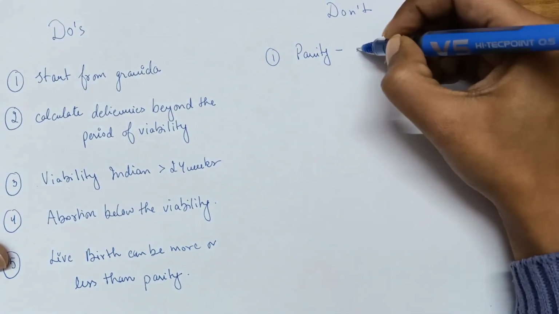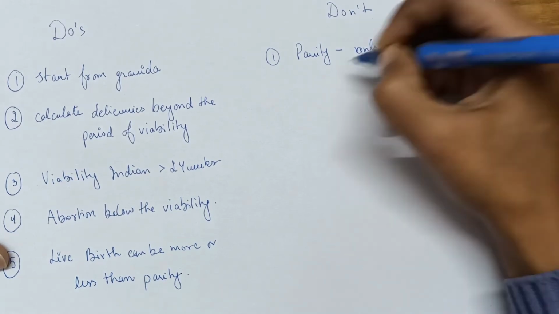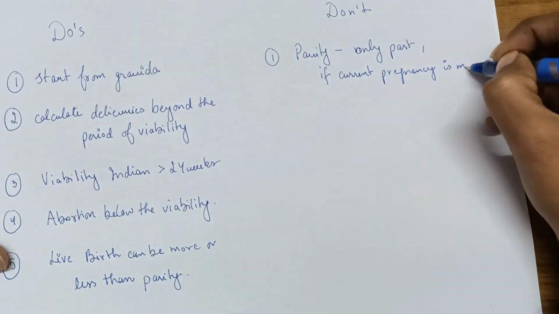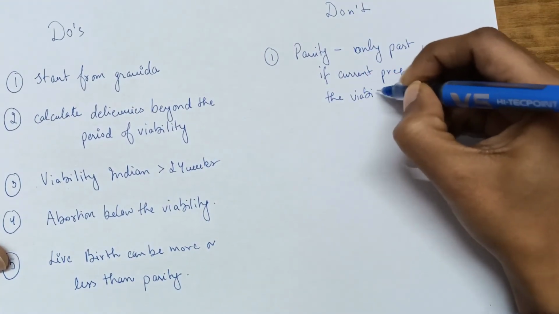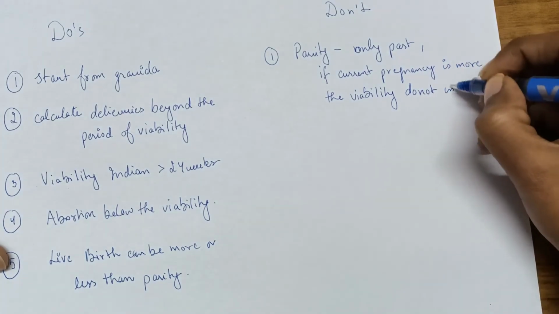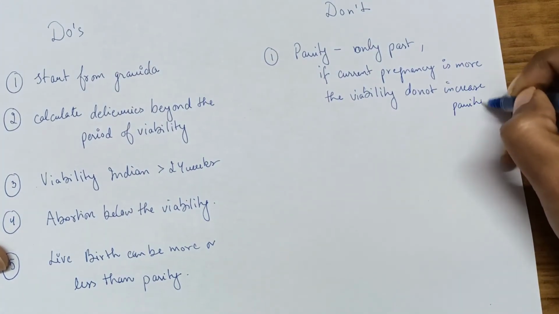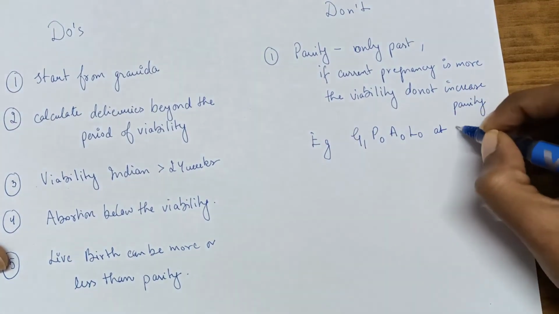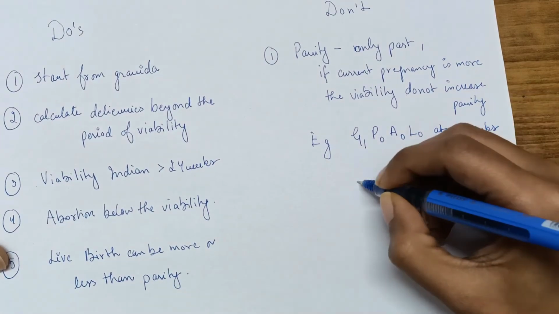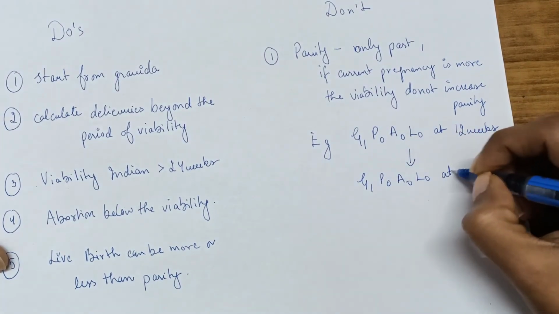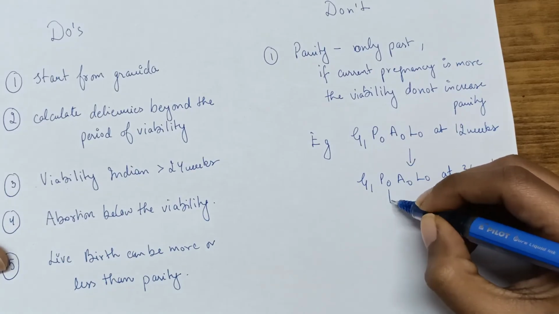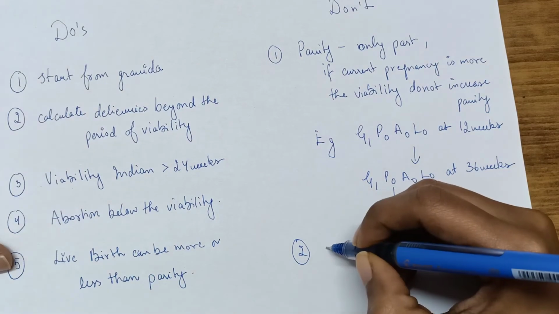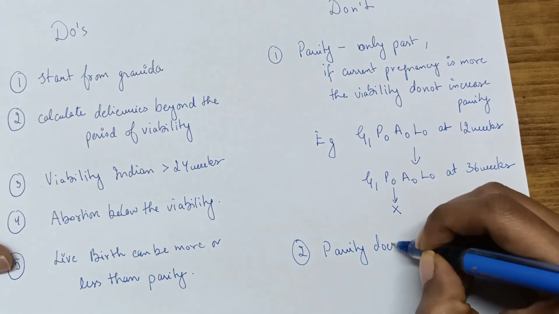And now talking about some don'ts. Don'ts include only the parity. In the parity, it is considered only as a past experience of pregnancy, not the current pregnancy. So if the current pregnancy crosses the viability age, kindly do not increase the parity. For example, we have a patient at G1, P0, A0, L0 at 12 weeks, and she then moves on to being beyond viability, that is at 36 weeks. She will still have the same formula G1, P0, A0, L0. The parity will not increase.